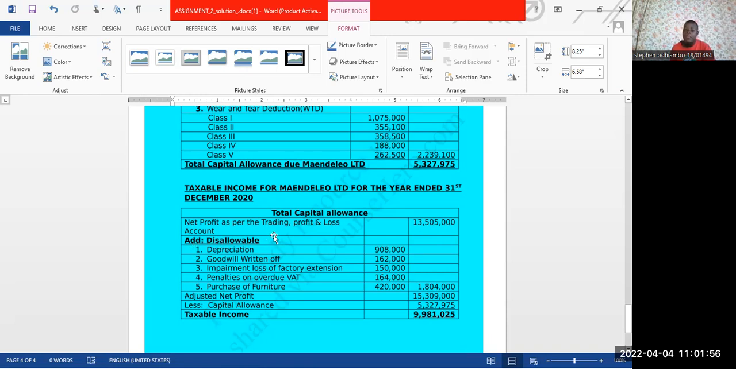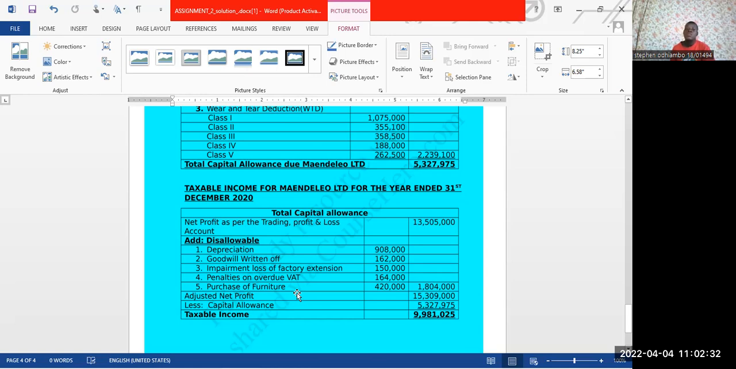Add disallowable. Disallowable, these are items that cannot be allowed, or they are tax exempted. So disallowable, we have depreciation 908,000, goodwill written off 162, impairment loss factory extension 150,000, penalty on overdue VAT 164,000, purchases on furniture 420, and you add them all. If you add all these, you are supposed to be getting this total sum 908, 162, 150, 164. You're supposed to be getting all this.